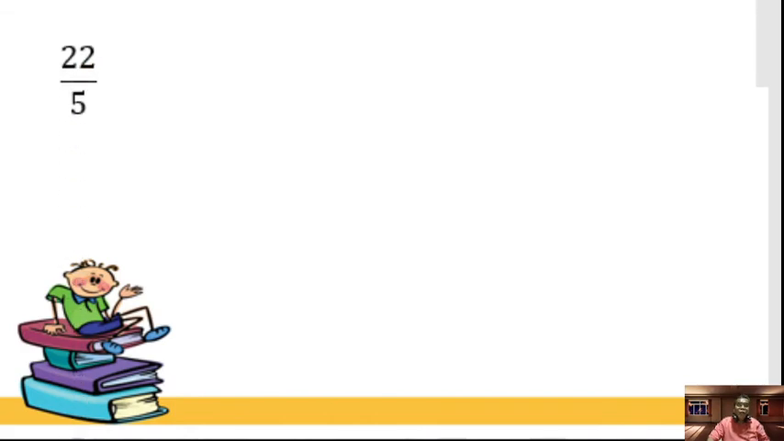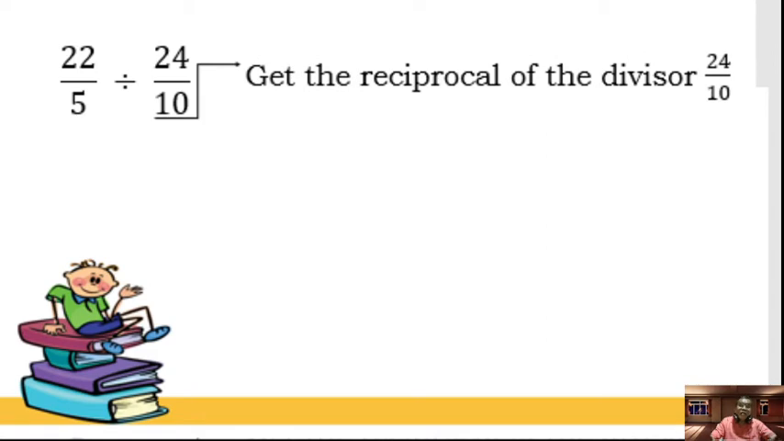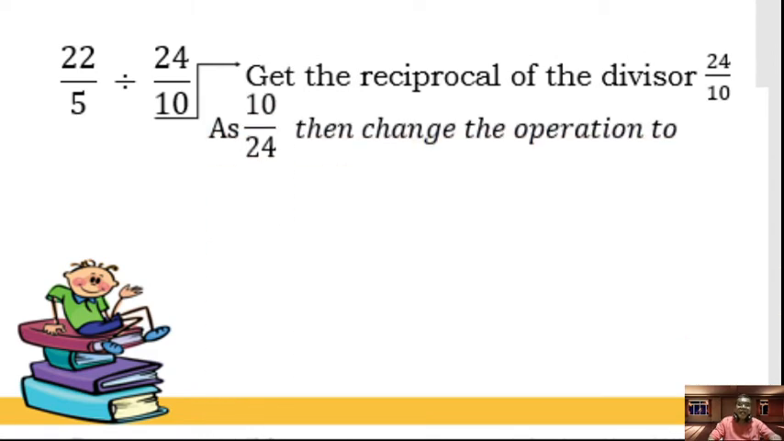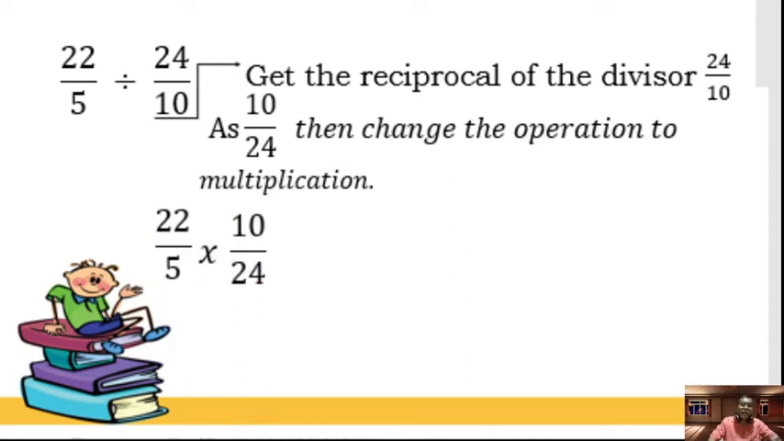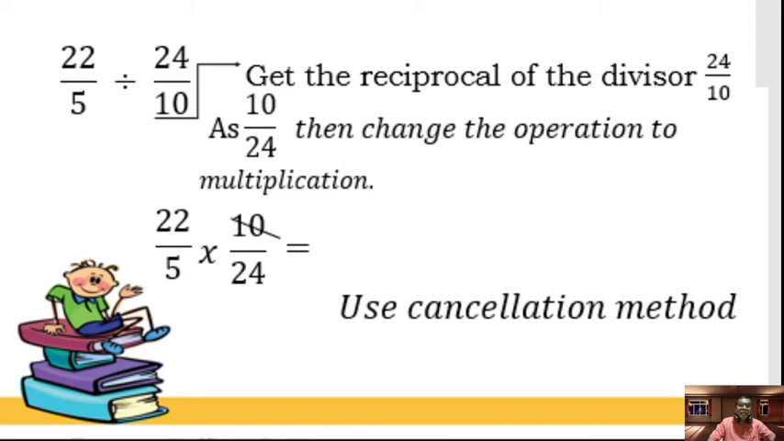Now, 22/5 divided by 24/10. Okay, so this time, we have to get the reciprocal of the divisor. That is 24/10 will become 10 over 24, then change the operation to multiplication. So you have 22/5 times 10/24. We can cancel 10 and 5.